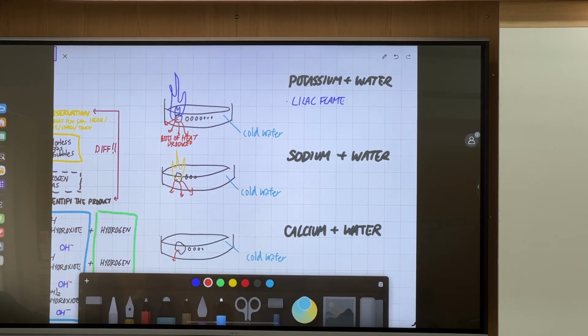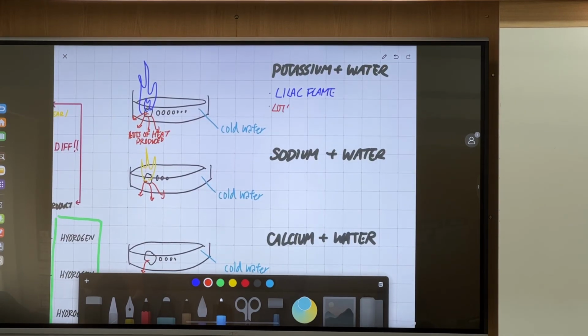Remember, observation includes what you can hear, see, smell, or touch, right? So heat is one of the things you can feel. So lots of heat produced. For sodium and water, you will see a yellow flame. So these are the observations: yellow flame.